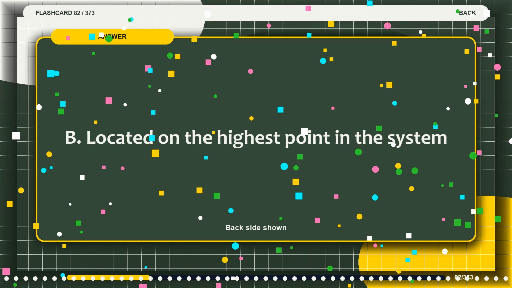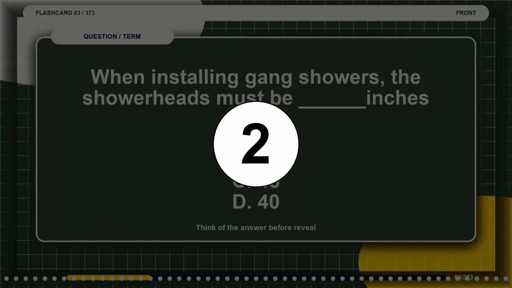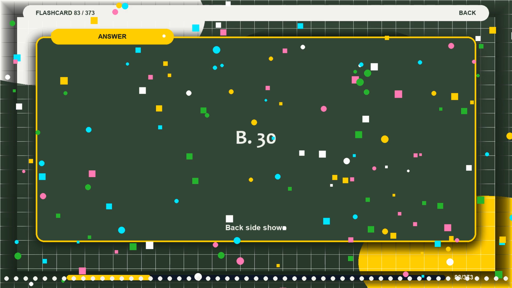The answer is B. Located on the highest point in the system. Flashcard 83. When installing gang showers, the shower heads must be blank inches apart. A. 35 B. 30 C. 45 D. 40. Think of the answer before the reveal. The answer is B. 30.